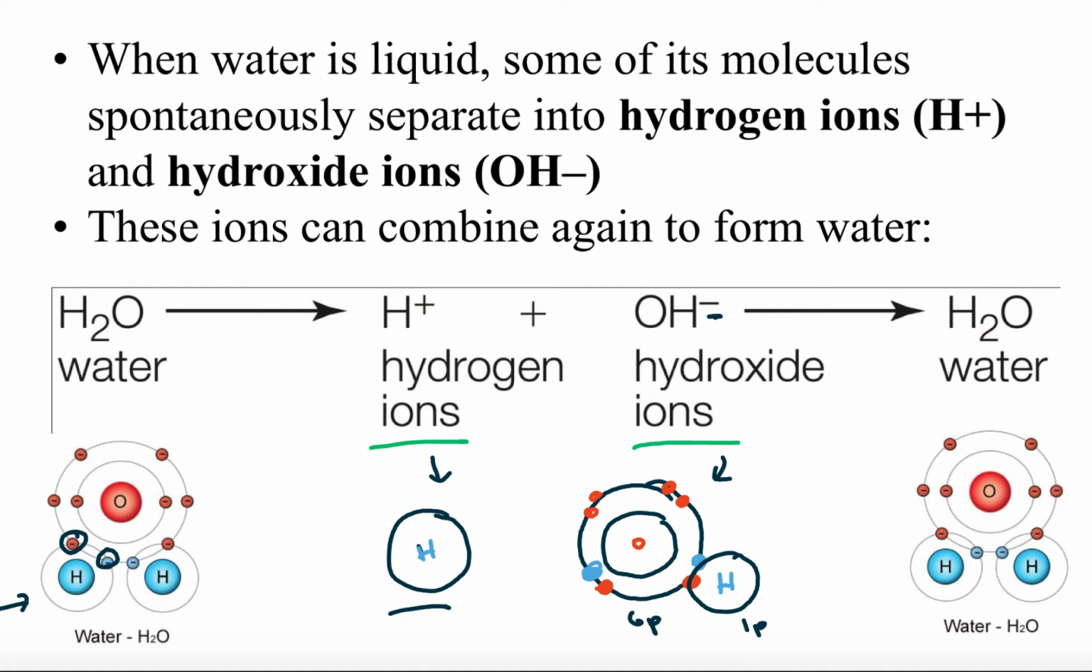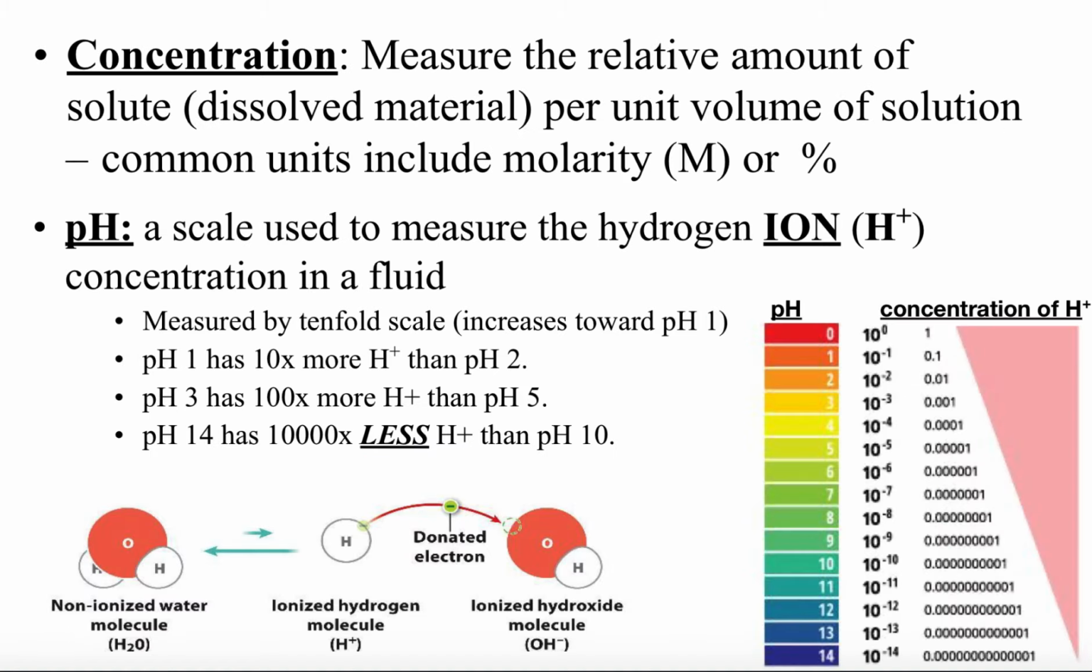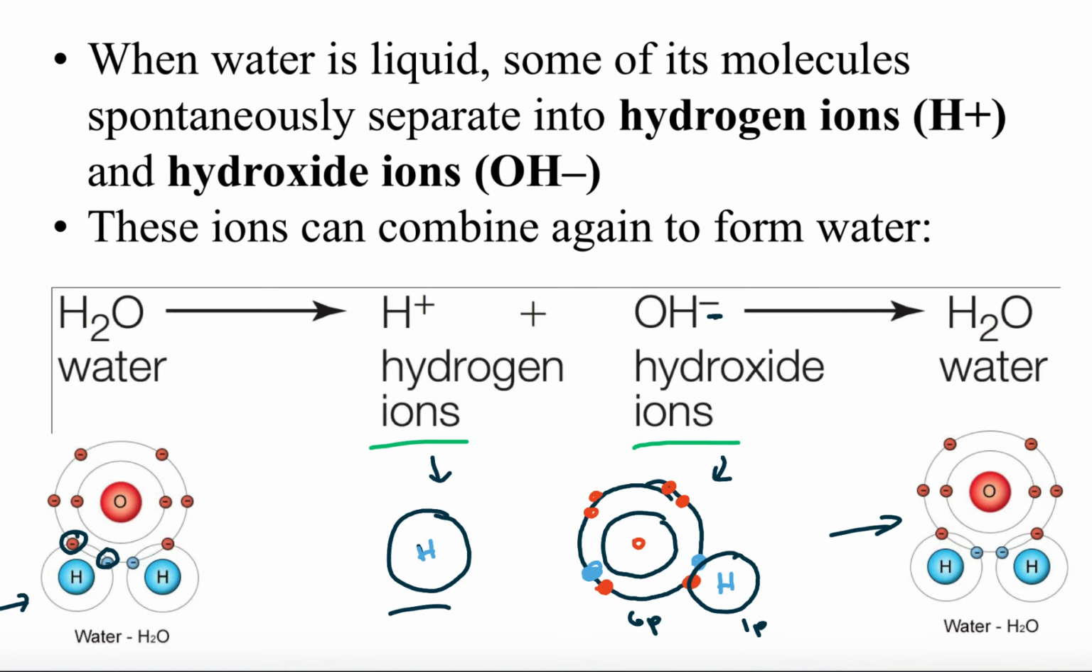So that's the idea of the split and what it looks like. But these two ions can very easily recombine to reform water. Now, if you've heard of pH, when we talk about acids and bases, pH is a measurement of the presence of that additional H plus hydrogen ion, and how concentrated it is within a water solution.